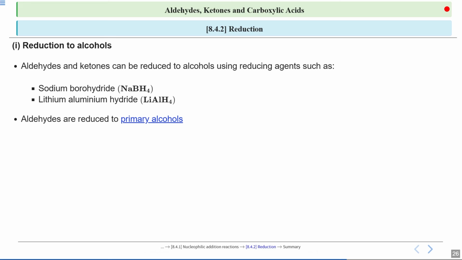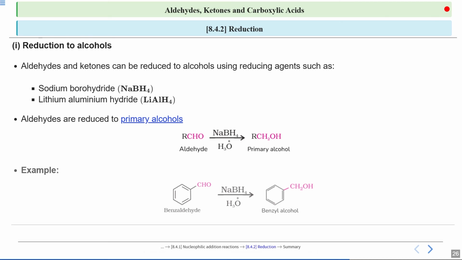Aldehydes are reduced to primary alcohols. Remember, aldehydes are reduced to primary alcohols. This means the carbon atom bonded to the oxygen in an aldehyde is now bonded to a hydroxyl group and two hydrogen atoms. If you look over here, this is an aldehyde. When you treat it with NaBH4, which is a mild reducing agent, it will reduce it to a primary alcohol. In a primary alcohol, the carbon to which the OH group is connected is further connected to only one carbon. So this is an aldehyde reduced to a primary alcohol.